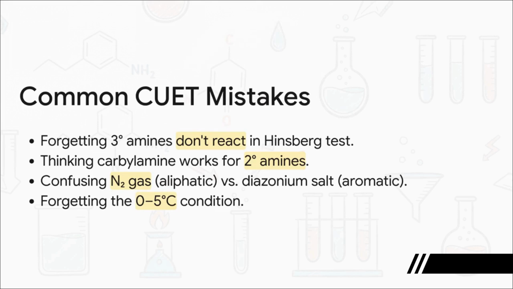All right, listen up. I'm going to get serious for a minute. These are the traps you have to avoid. 1. Forgetting that tertiary amines do nothing in the Hinsberg test. 2. Thinking the carbylamine test works for anything other than primary amines. 3. Mixing up the nitrous acid results. N2 gas is for aliphatic, diazonium salt is for aromatic. 4. Forgetting that the cold 0 to 5 degree condition is essential for that diazonium salt. And 5. Getting the Hinsberg solubility mixed up. Just remember, the primary product is soluble because it still has that acidic hydrogen. Don't let these simple mistakes cost you marks.